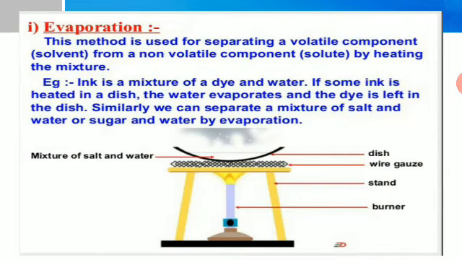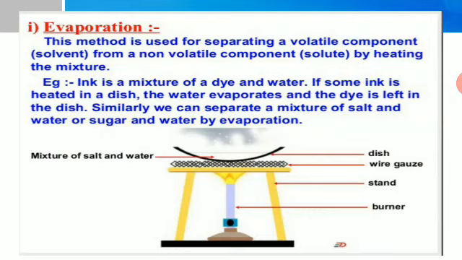Now the first process is evaporation. This method is used for separating a volatile component from a non-volatile component by heating the mixture. Volatile component means the one which changes into vapor state, and non-volatile component means which does not change into vapor state. For example, ink is a mixture of a dye and water. If some ink is heated in a dish, the water evaporates and the dye is left in the dish. This means water is a volatile component whereas dye is a non-volatile component.